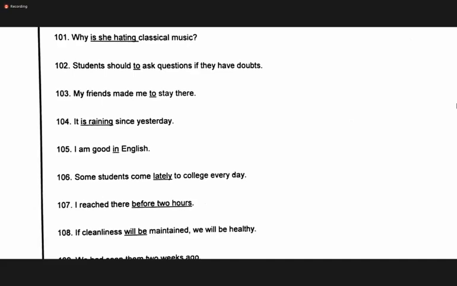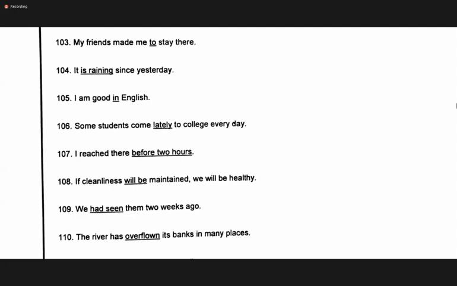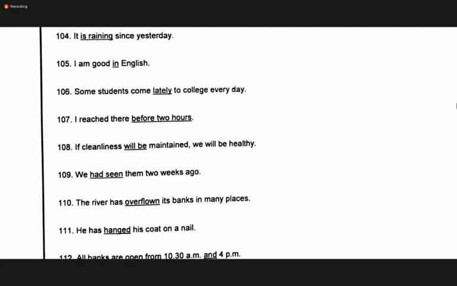Next 104. It is raining since yesterday. Has been raining. Yes, it has been raining since yesterday. 105. I am good in English. At. Yes, I am good at English, not in English. 106. Some students come lately to college every day. Late only. Some students come late to college every day.